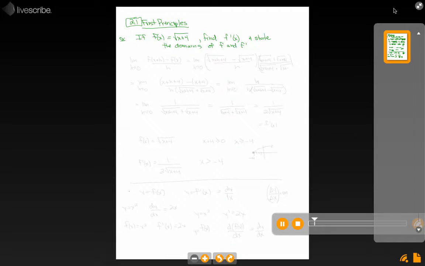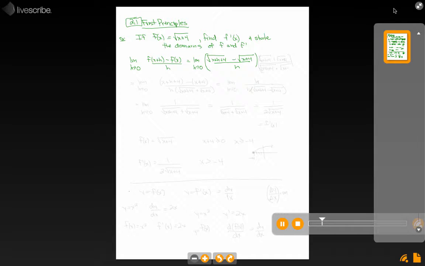Now, finding the derivative by first principles here in 2.1 means going all the way back to this limit business. Later on you'll find that there are some nicer ways of doing that that are much shorter, but here we are. We've got our equation. So limit as h goes to 0 of the square root of x plus h plus 4 minus the square root of x plus 4 divided by h.